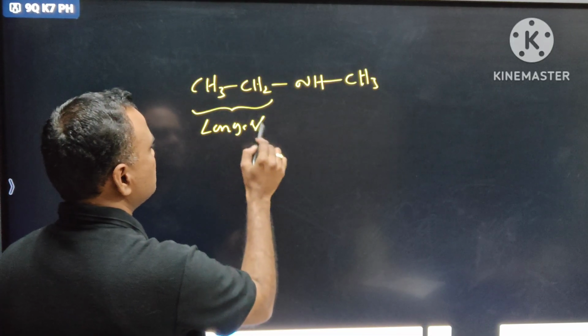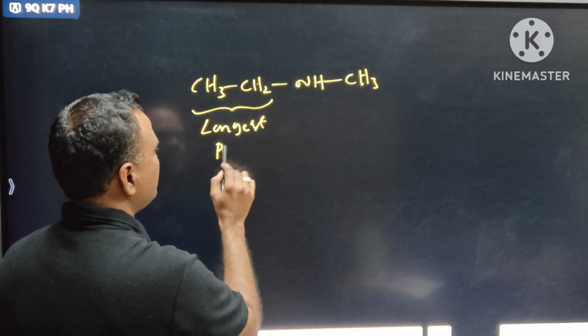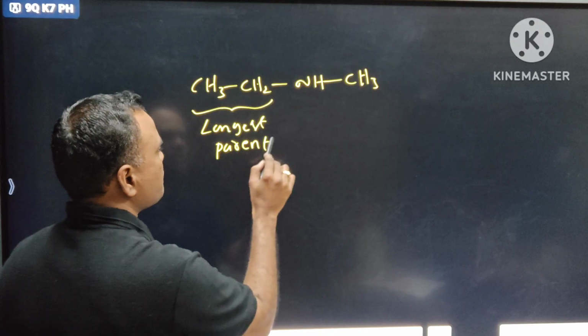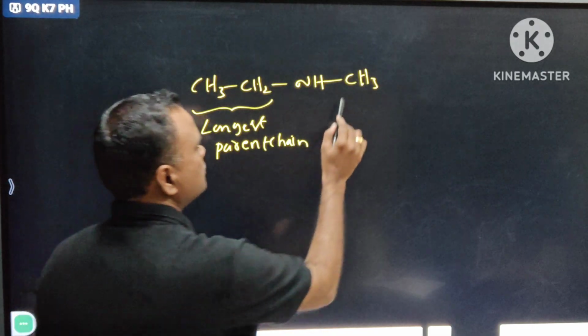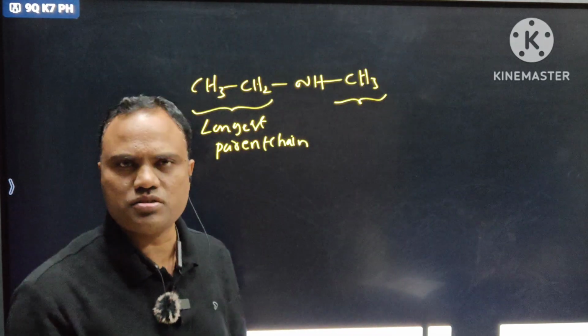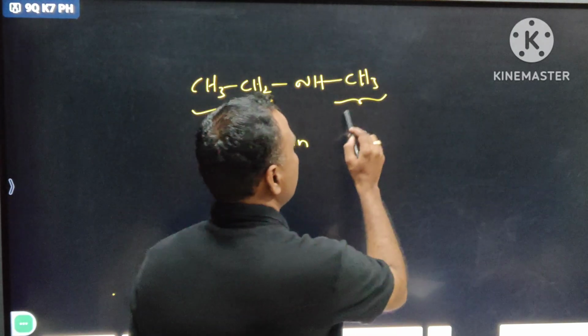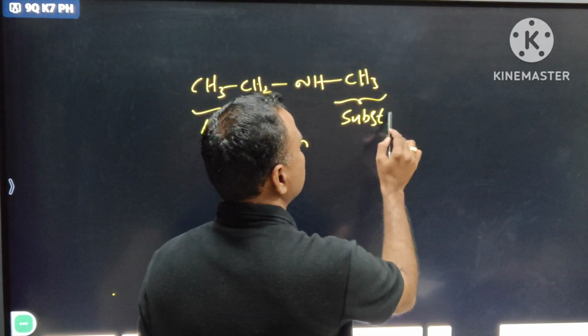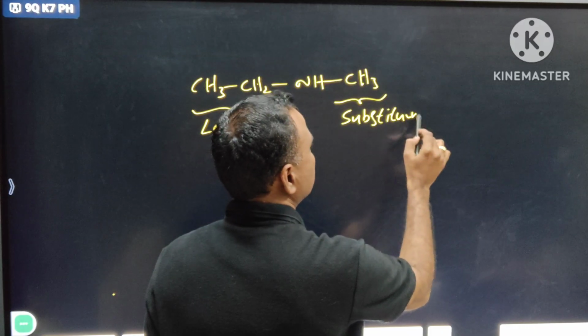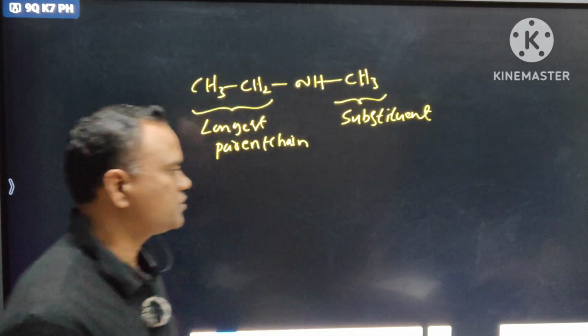The longest chain is the parent chain. And the chain with less number of carbons is considered as a substituent.